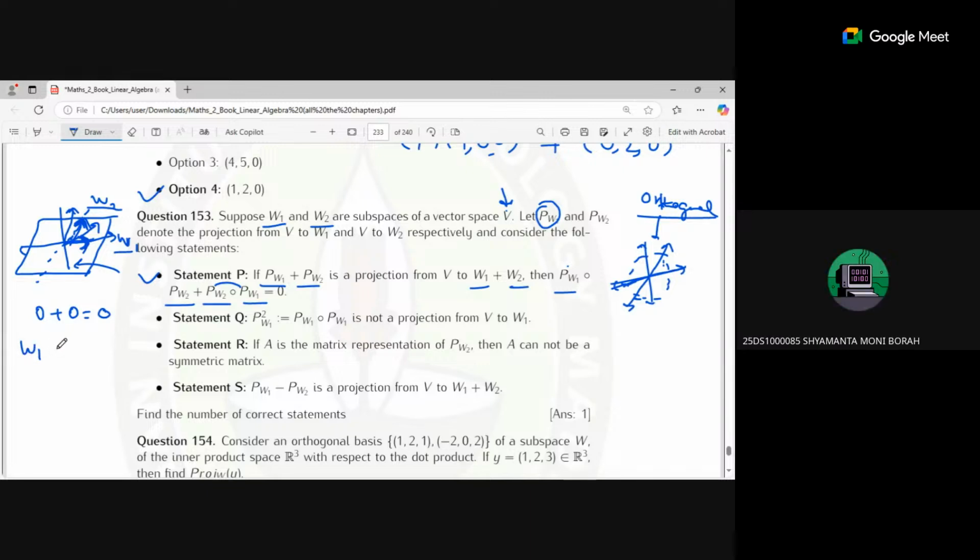Sir, can you take two vectors and show it? It would be helpful actually.